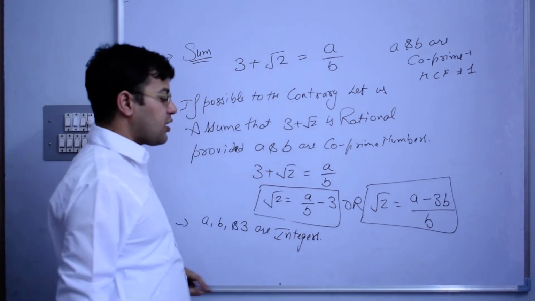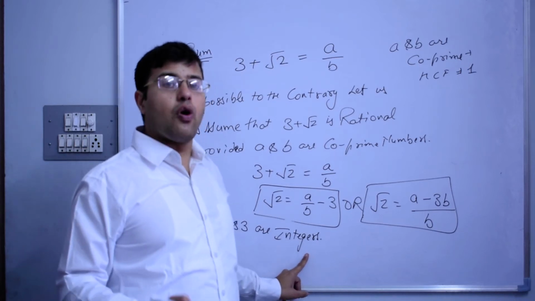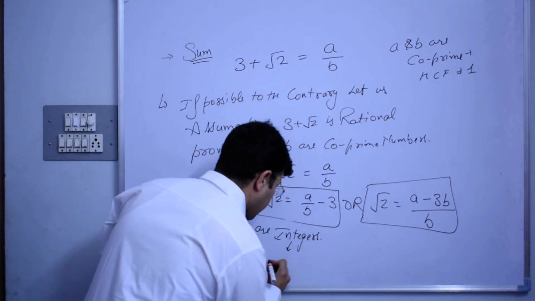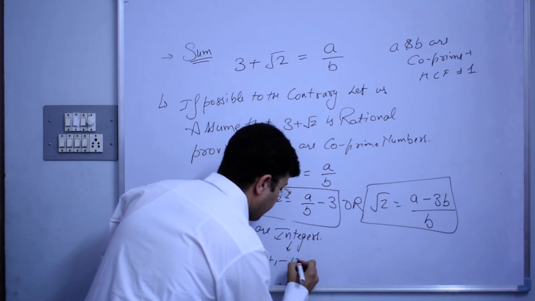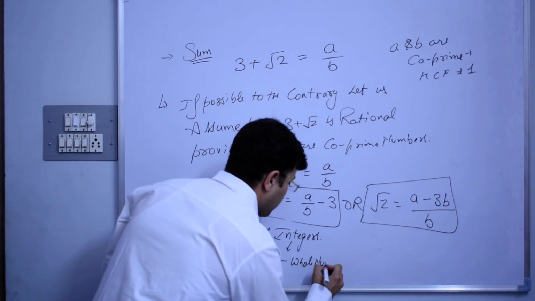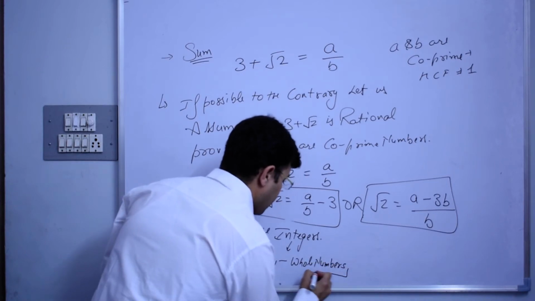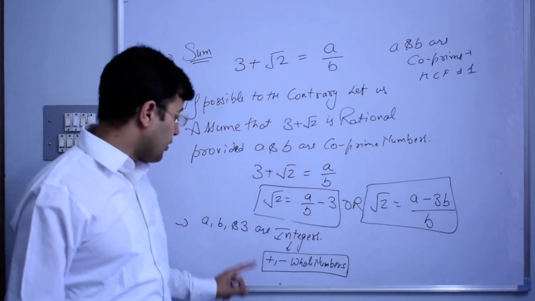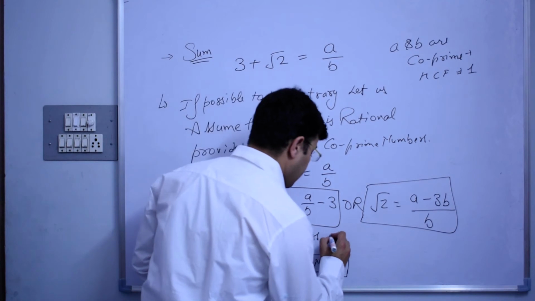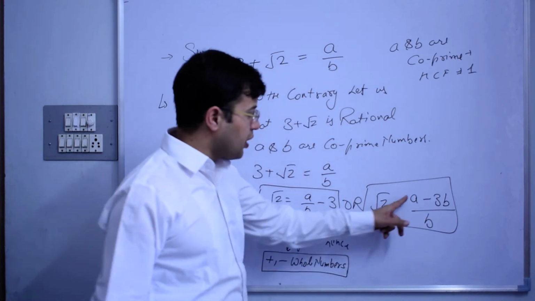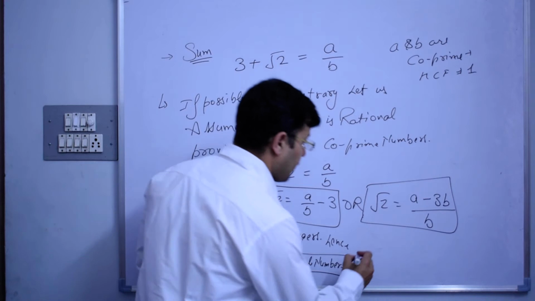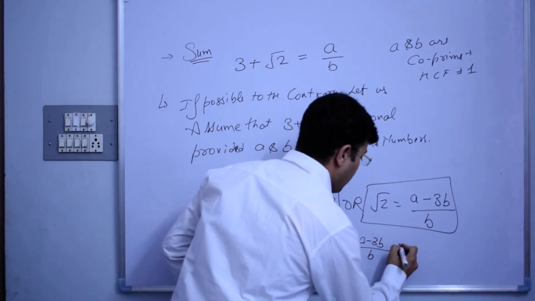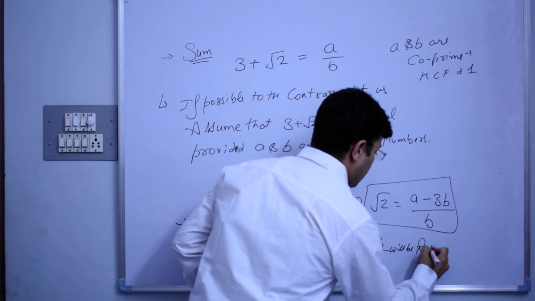Now you know what integers are. Integers are positive or negative whole numbers. You don't have fractions in them. Hence basics are very important. If you know about these things, it will be very easy for you to understand. a, b and 3 are integers, hence, now this is in p by q form. So you will write hence a minus 3b by b will be rational.